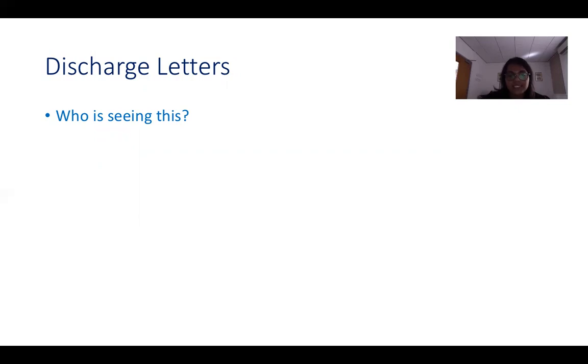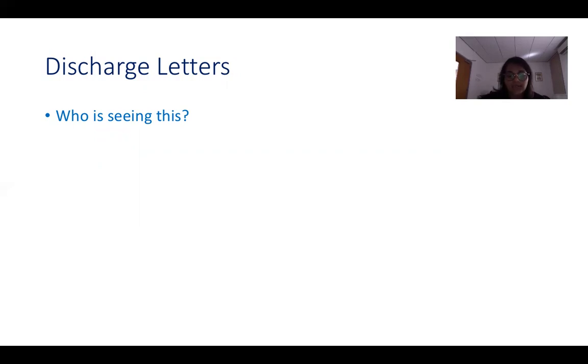But actually with discharge letters, there's slightly less rush because you're more in control of it. It's you that's writing it, so it's basically down to you. Saying that, although there is less rush, it is important that the discharge letter is done by the time the patient is discharged. It can be done later on, but it still needs to be done on the day of discharge at the very latest.